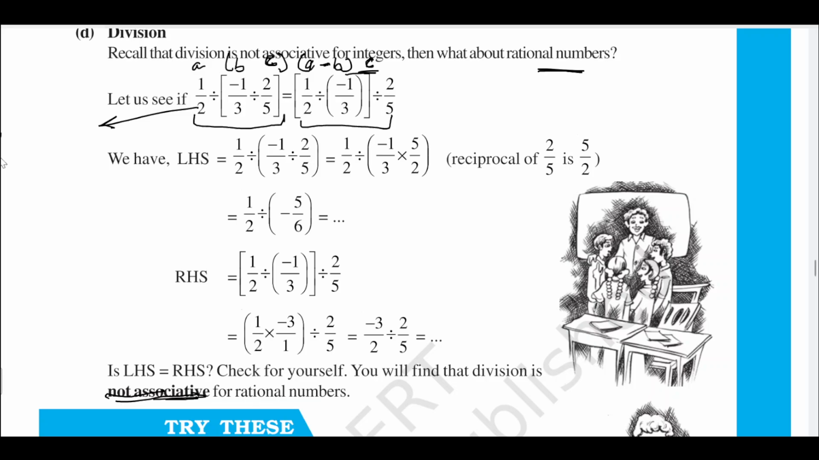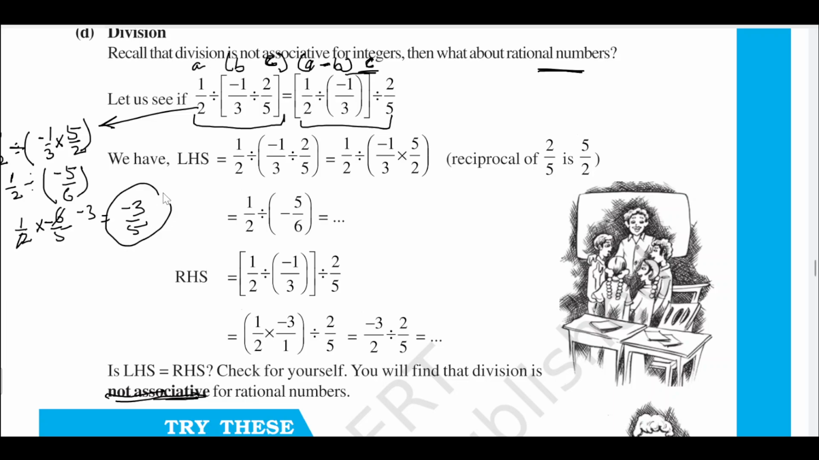So 1 by 2 divided by under bracket this thing. So minus 1 by 3 into 5 by 2. It will just turn upside down. So 1 by 2 divided by, inside bracket we will get minus 5 by 6. Okay. Now 1 by 2 into 6 by 5, that is minus 3. So minus 3 by 5 will be our final result for the LHS side.